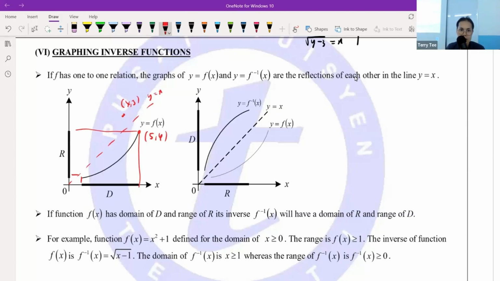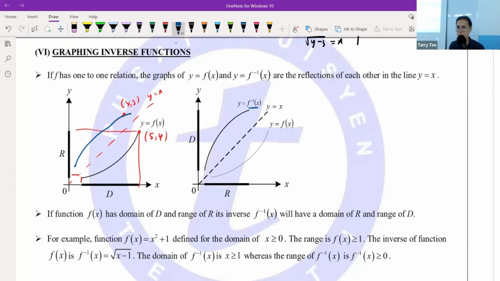You reflect over, right? Your mod maths transformation, right? Reflect over. So this point ends up here. This point, okay, I use a different color, ends up here. So if you join together all the points, you actually get this graph here, your f inverse.